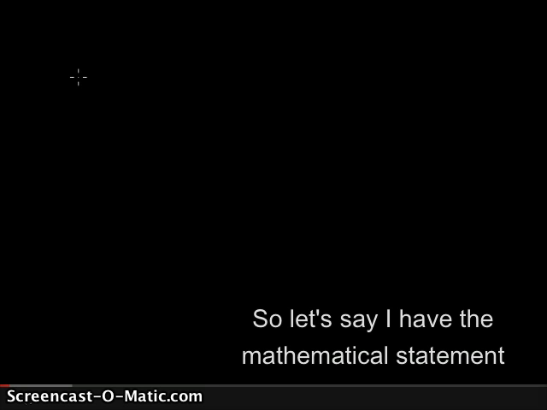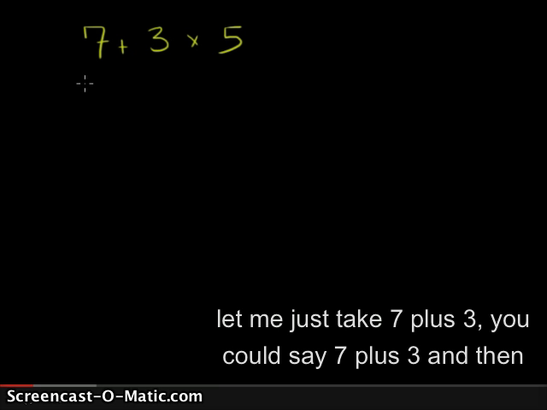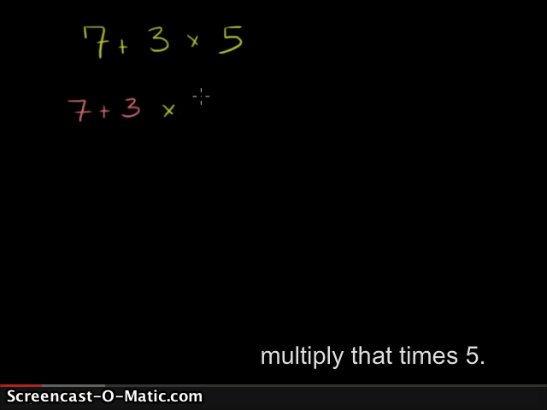So let's say I have the mathematical statement 7 plus 3 times 5. Now, if we didn't all agree on order of operations, there would be two ways of interpreting this statement. You could just read it left to right. So you could say, well, let me just take 7 plus 3. You could say 7 plus 3 and then multiply that times 5.